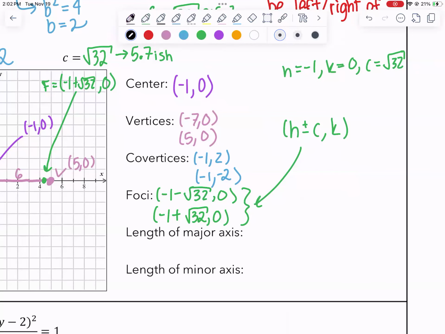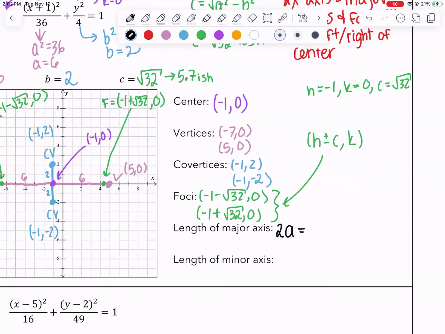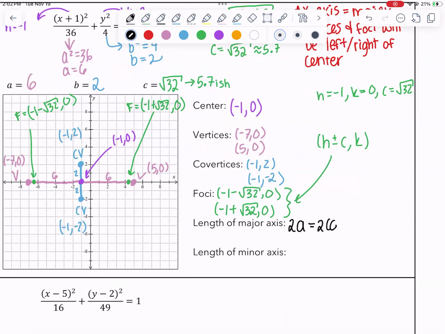Length of the major axis, this will be 2a. A was 6, so 2 times 6, which is 12. Length of the major axis is 12. Minor axis is 2b. 2 times b is 2, so the length of the minor axis is 4.